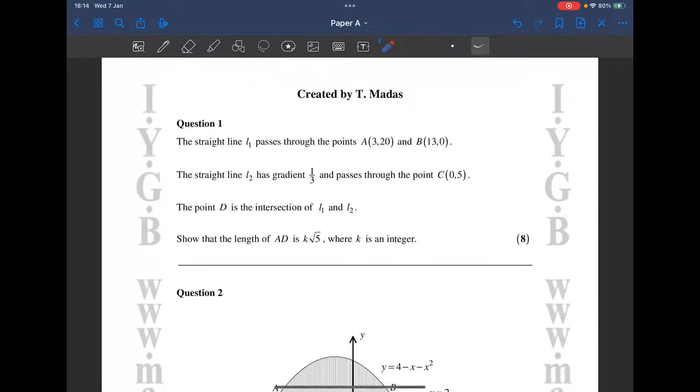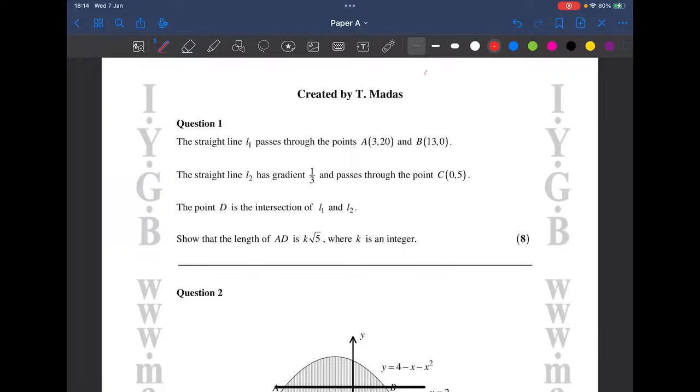Question number 1. We've got the straight line L1, which passes through the points A (3, 20) and B (13, 0). L2 has a gradient of a third and passes through the point C (0, 5). D is the intersection of L1 and L2, and we want to show that the length of AD is k root 5, where k is an integer. So the first thing we'll need is the equation of the lines for both of them.